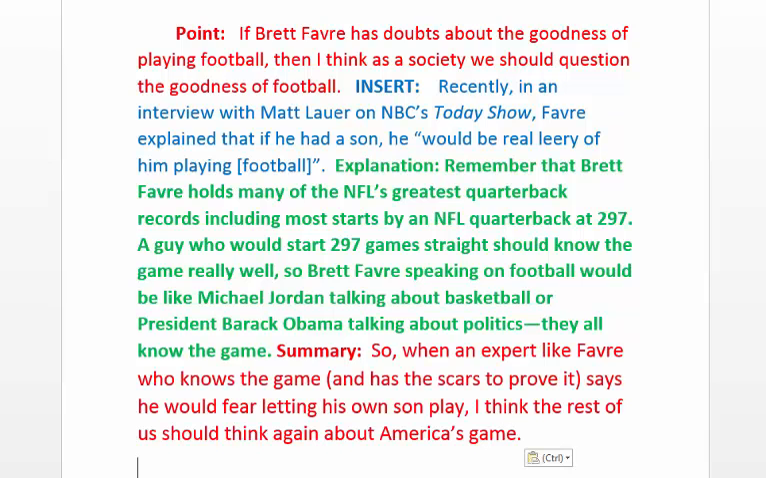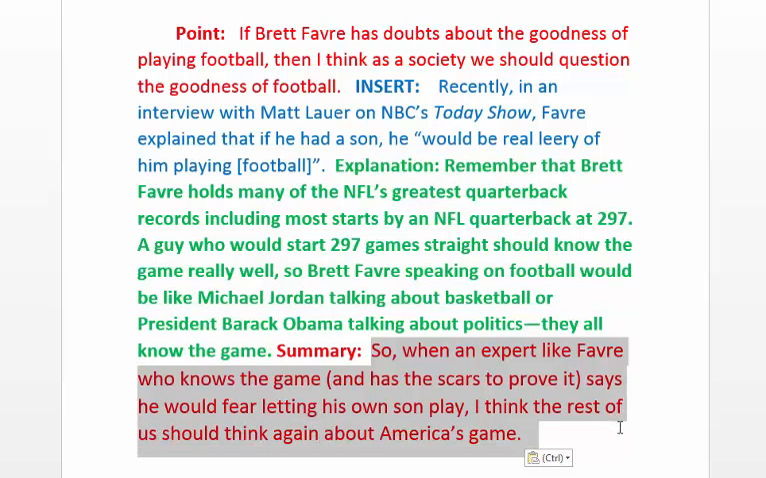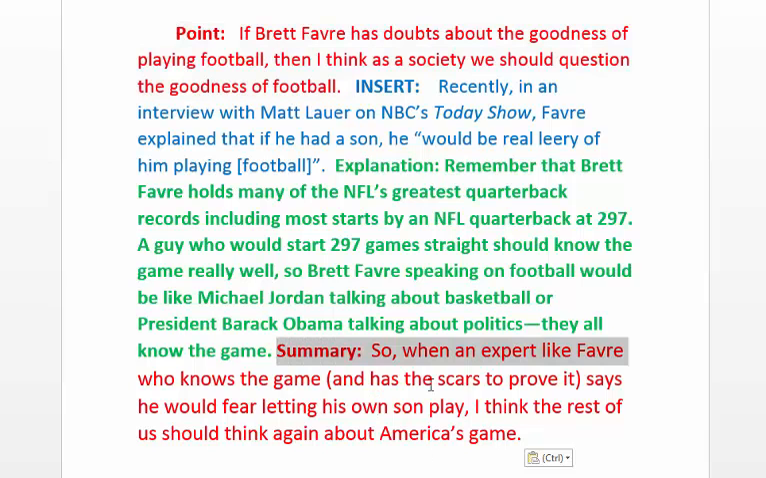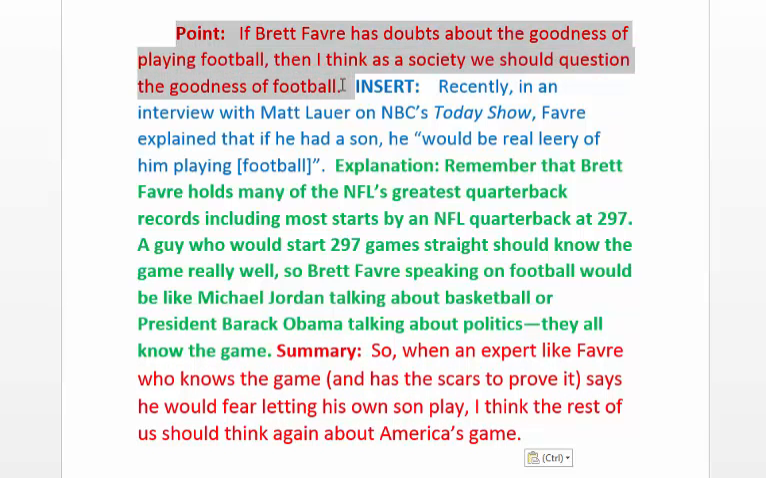And there it is. When an expert like Favre, who knows the game and has the scars to prove it, says he would fear letting his own son play, I think the rest of us should think again about America's game. Now I asked you at the very beginning of this video why I might put this sentence in red, the point sentence at the beginning, and then also put the summary sentence in red at the end. The answer is obvious, isn't it? Both of these should pretty much say the same thing.